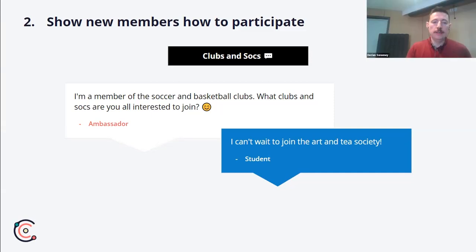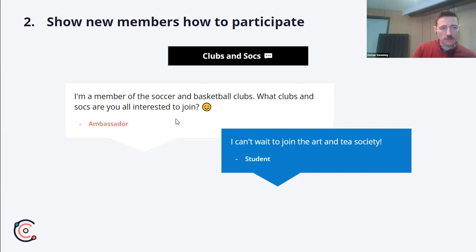Yeah, very good. So number 2 is showing new members how to participate. So making sure that when the students join the community, they're in groups, they understand what they're supposed to do, that there's an expectation and this is how you participate. And sometimes the ambassadors can model that and show that.